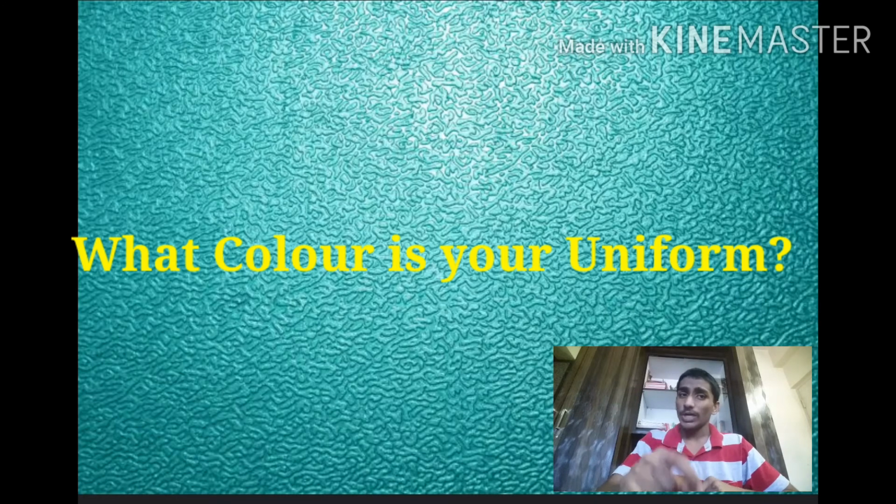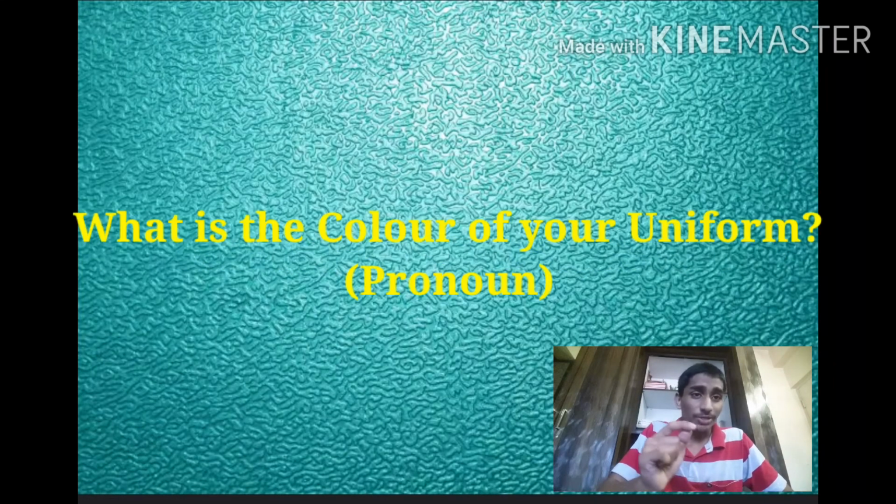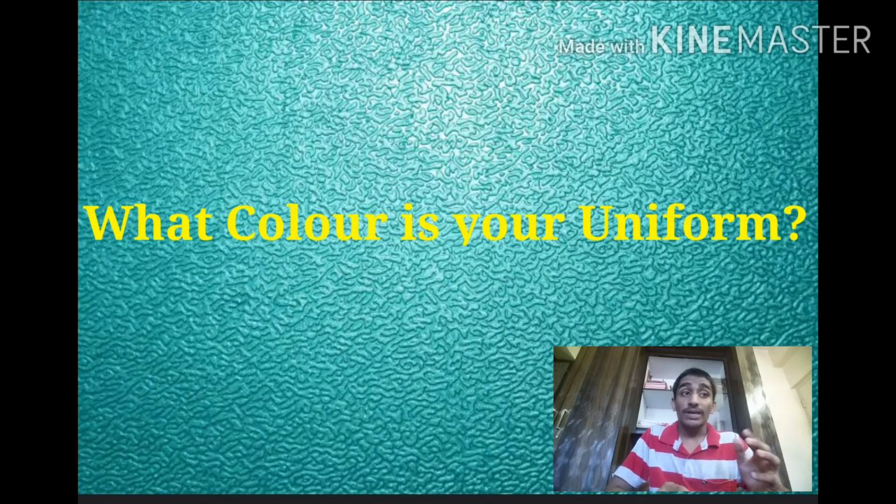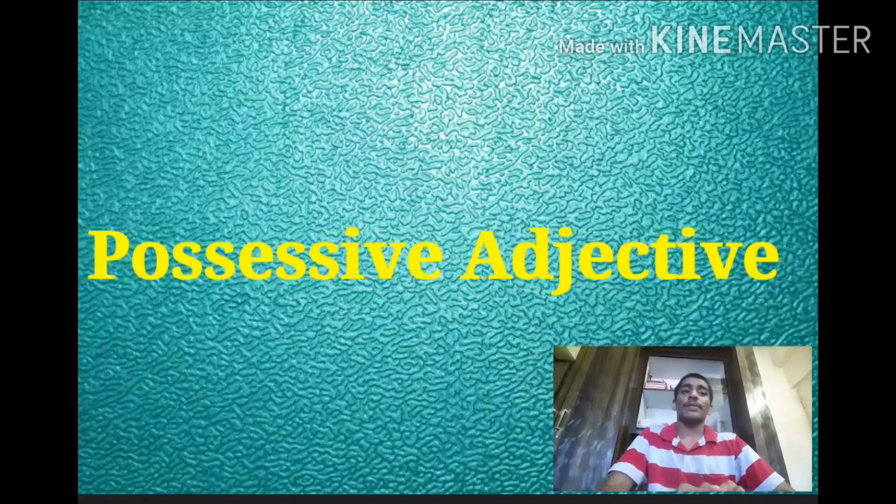See the sentence, what color is your uniform? What is the color of your uniform? If I ask like this, what will it be? Pronoun. But what I'm asking is, what color is your uniform? The question I'm asking here is different, and the second sentence which I'm making is different. The thing which I'm pointing at comes last. When it comes last, it becomes pronoun. You understand? Now, let's move to the last type of adjective, that is possessive adjective.